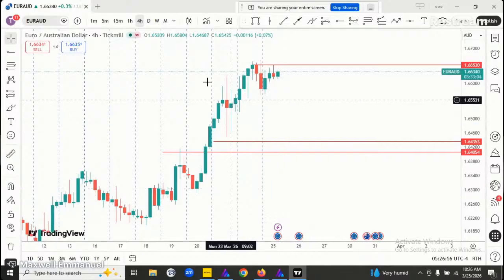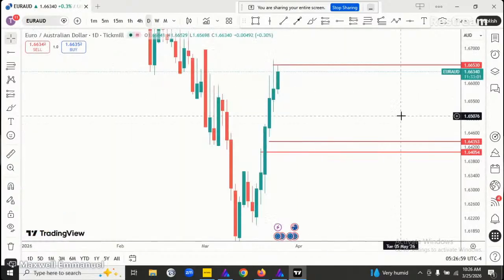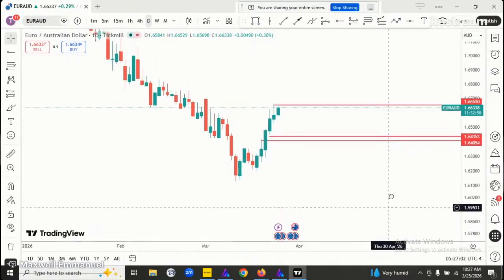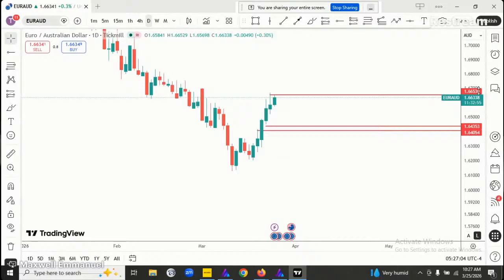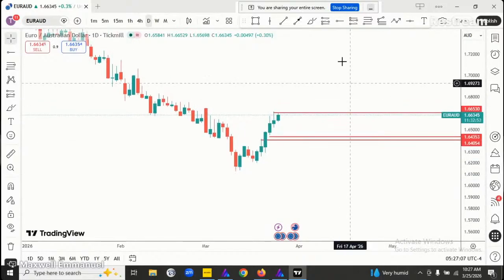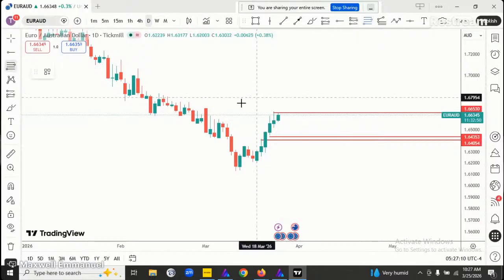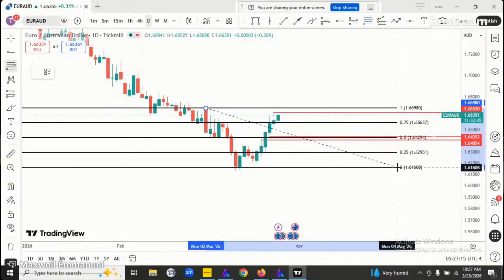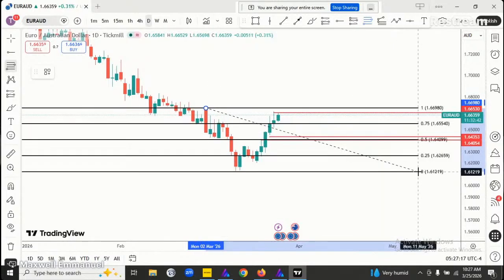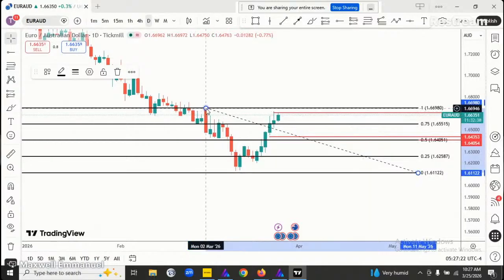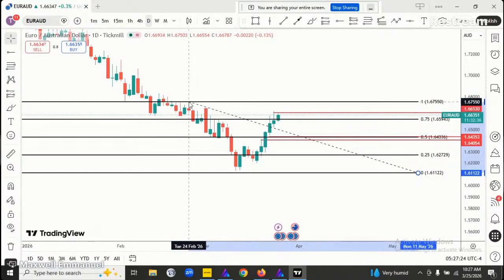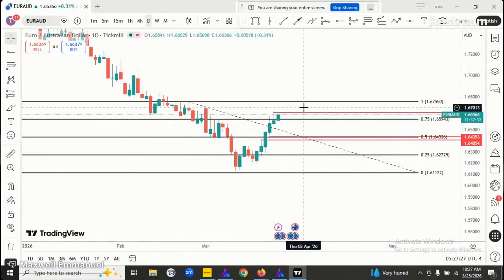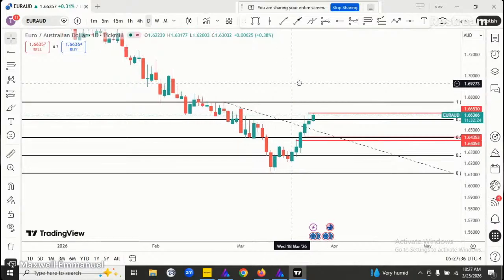Okay, so what do we have on Euro Aussie? Yesterday's candle closed as a shooting star. If I apply my Fibonacci on Euro Aussie, I'm going to apply it from this swing high to this swing low. So right now, Euro Aussie is at a premium area, and at a premium area, we do not look for buys. We focus on sells.